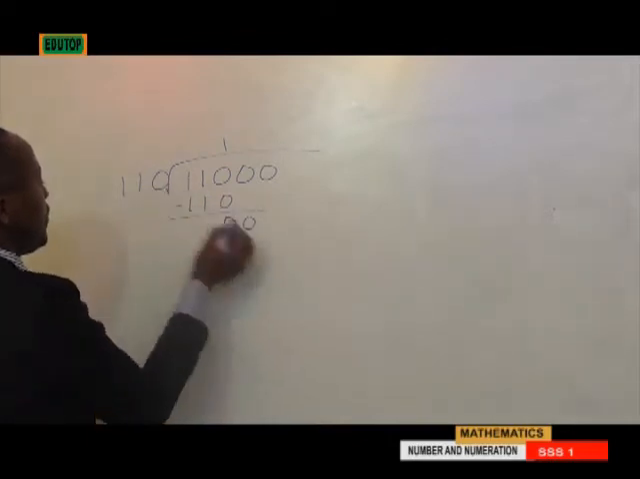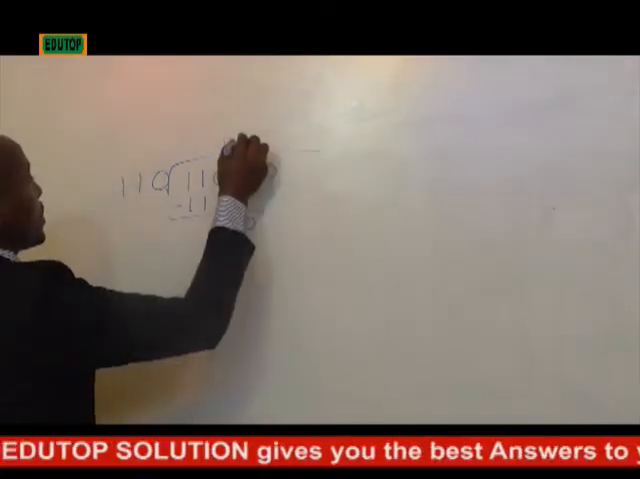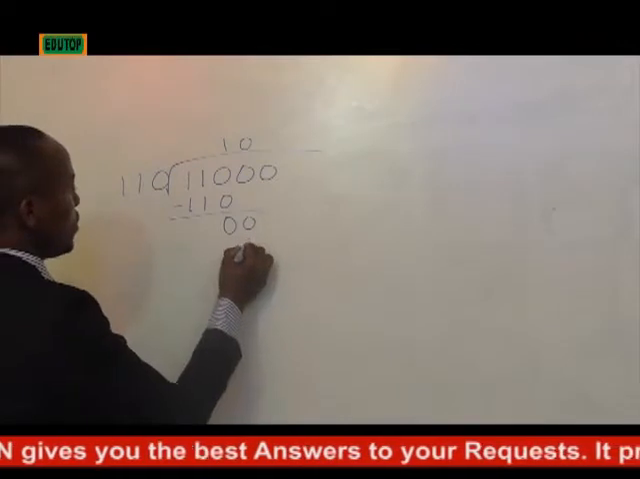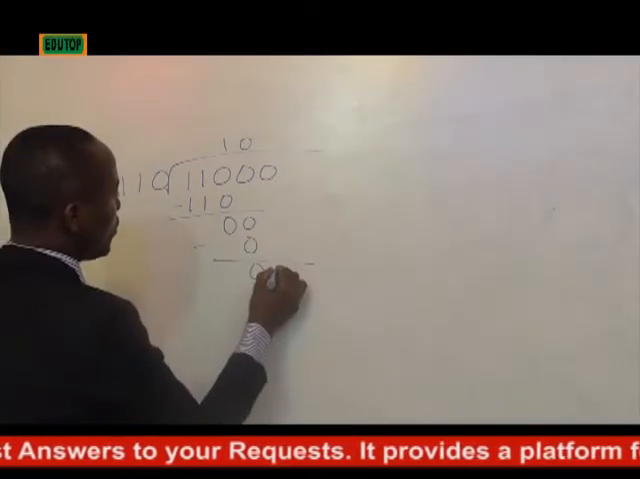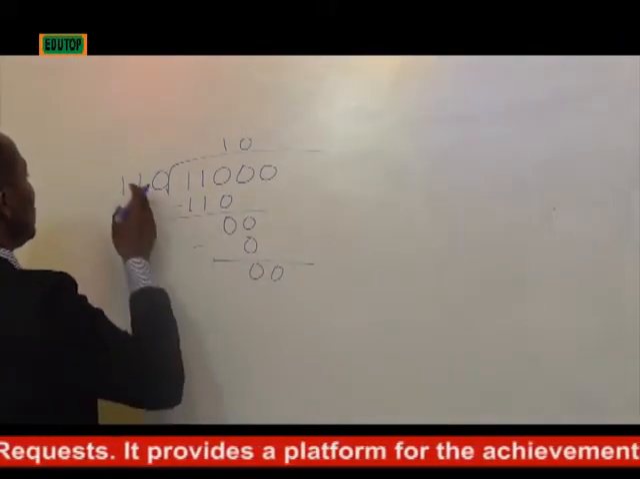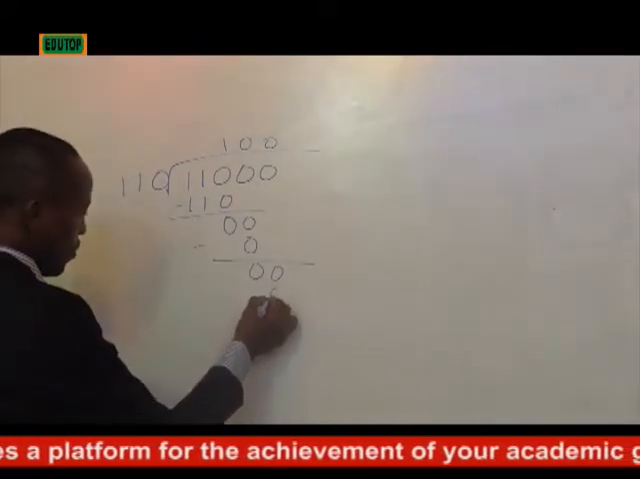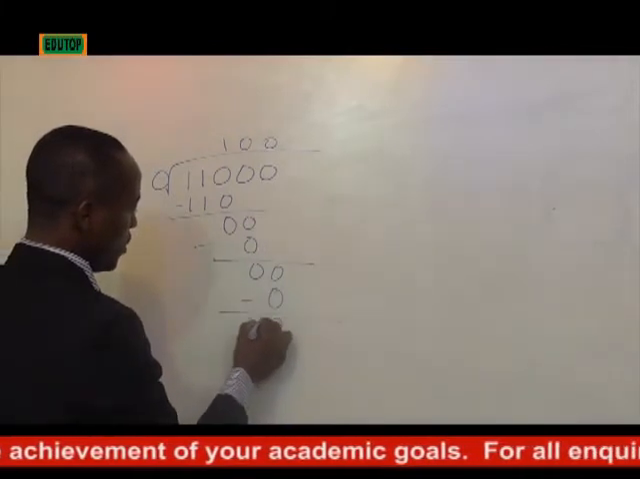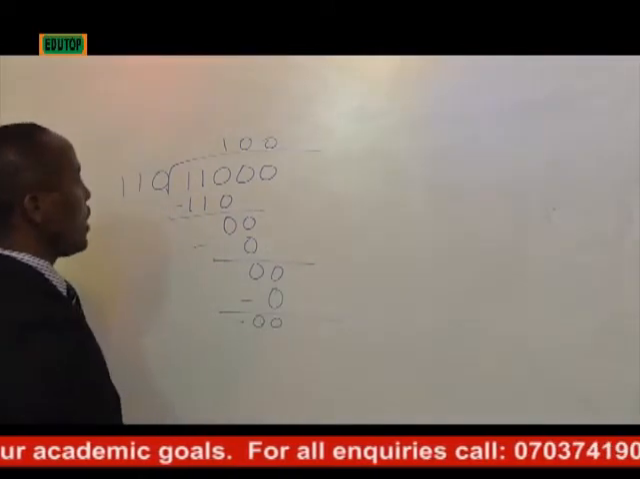If you divide 0 by 110, you get 0. 0 times 110 is 0. By the time you subtract, you still get 0. Bring down this 0. Again, 0 divided by 110 is still 0. If you multiply, you get 0. And then it gives you 0, which is our final answer.